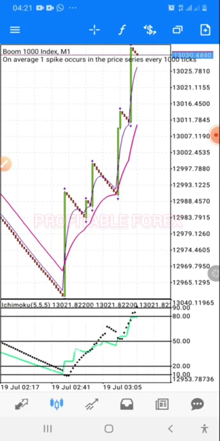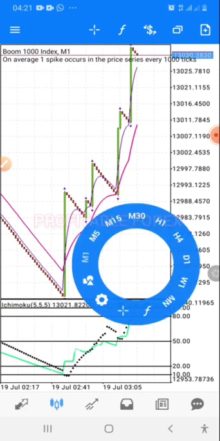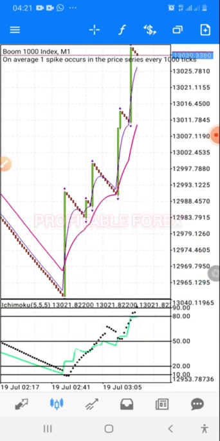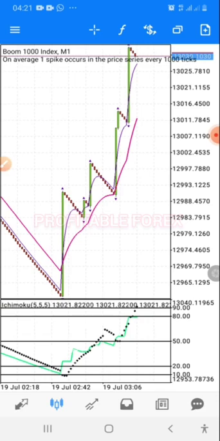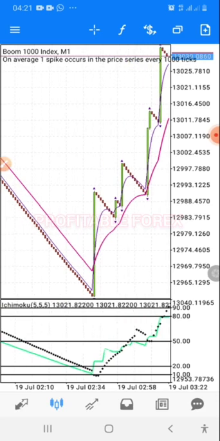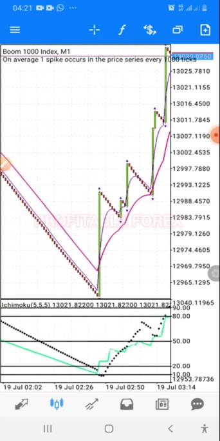Okay, do not scalp in Boom 500, because in Boom 500 the spikes occur more frequently than in Boom 1000. So make sure you are scalping in Boom 1000 or Crash 1000. Do not scalp in Boom 500 or Crash 500. But you can do spike catching in Boom 500 and Crash 500 because there are multiple spikes that occur there.